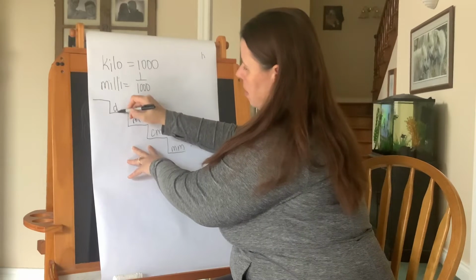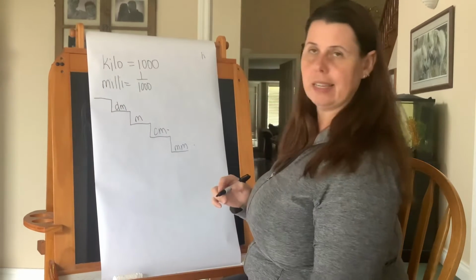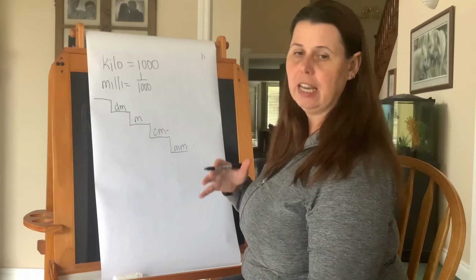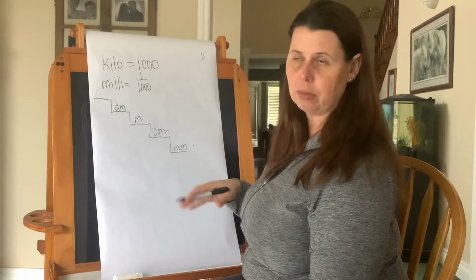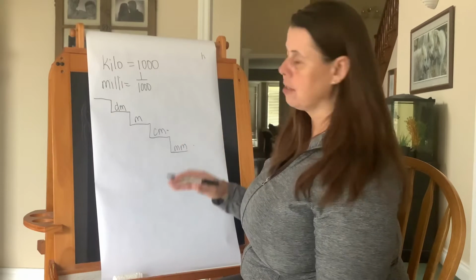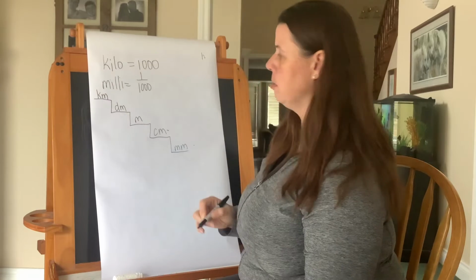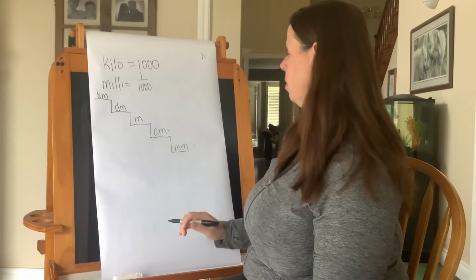Then there's something called a decimeter. It's the stupidest measurement ever. Nobody in the history of the world has ever measured anything in a decimeter, but it's 10 meters. And then at the top, you're gonna have kilometers. That's the biggest measurement we're gonna deal with.